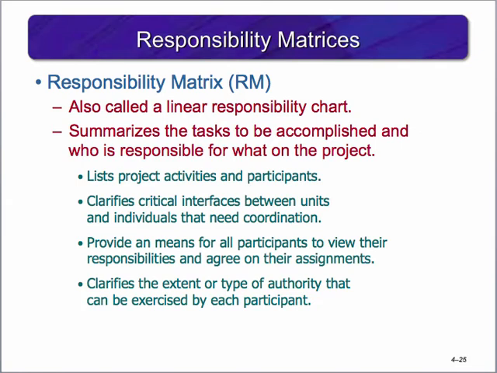A responsibility matrix summarizes tasks to be worked and who is responsible for the project work. They are typically used for smaller, less complex projects. It defines the responsibility of each resource or resource group. It highlights the critical interfaces between the units and the individuals that need coordination. It clearly shows all team member responsibilities and agreement on their assignments.